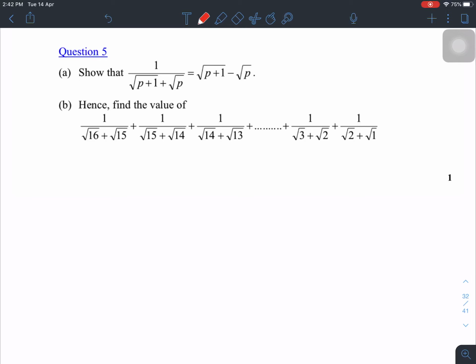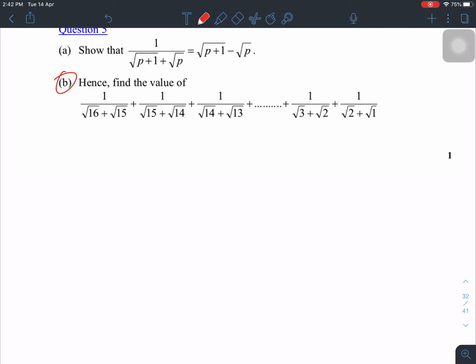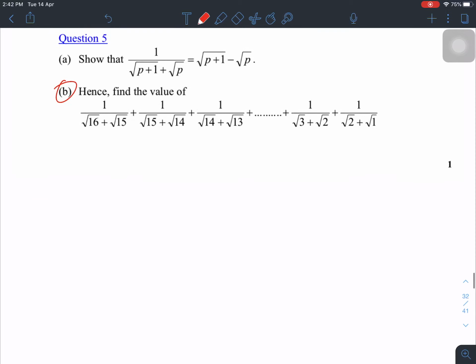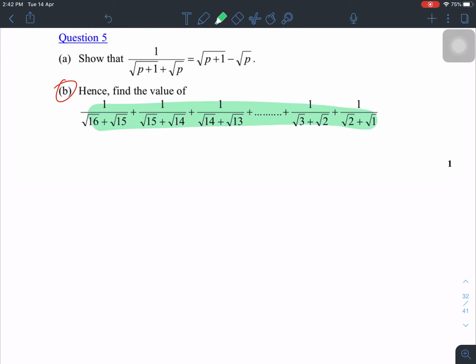So I'm just going to go through the hence part. Now they are saying that they want us to find the value of this expression over here. How can we do that? Simple. I'm going to make use of part A because of the word hence. Notice that the expression given is in this form, so we can always express it as the form on the right hand side.